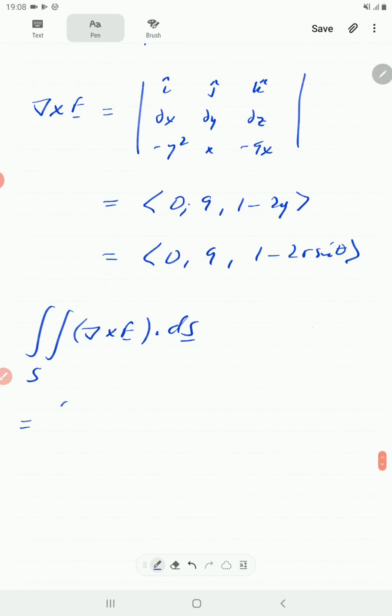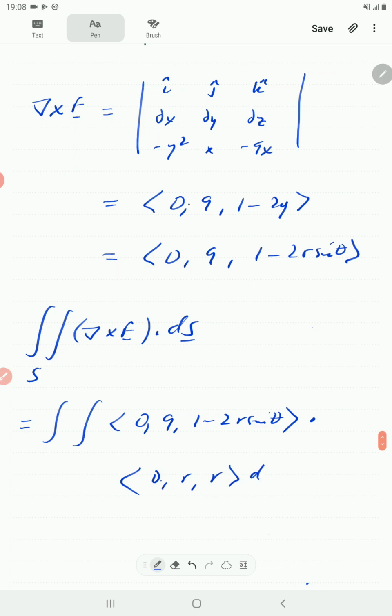So this is now going to be a double integral in r and theta. The curl is 0, 9, 1 minus 2r sine theta, and dS is 0, 0, r, then we're going to have dr d theta, with r going from 0 to 1 and theta from 0 to 2 pi.